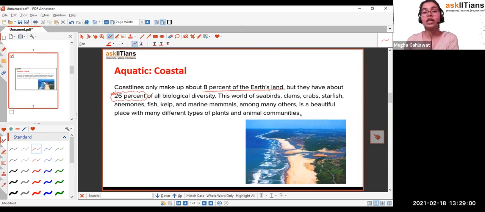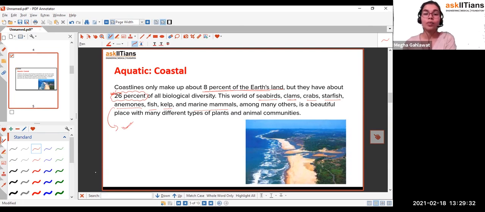You can find seabirds like seagulls and kingfishers there. You can find clams, crabs, starfishes, sea anemones, fishes, kelps, and marine mammals, obviously. And there are beautiful places, and the most diversity is found in islands such as Hawaii. The aquatic coastal areas and all these animals that you've learned about, you'll be learning more about in the ninth standard in the chapter Diversity in Living Organisms.